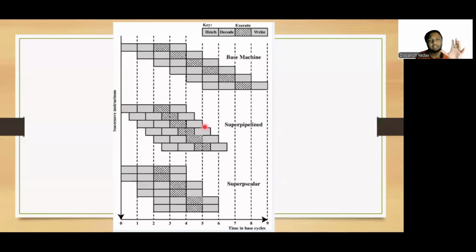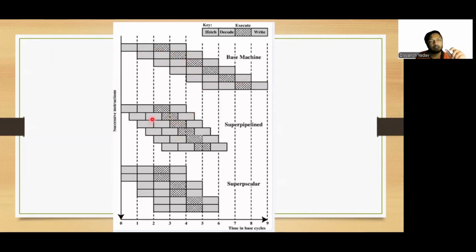Now, here is a basic understanding of what happens. Up above here is a diagram of base machines, where the x-axis is time in cycles and the y-axis is successive instructions, showing which instruction is going on. In the base machine, as you can see, there is one instruction. After the completion of the first instruction, the second instruction starts. So the design does not allow multiple instructions to go at once.